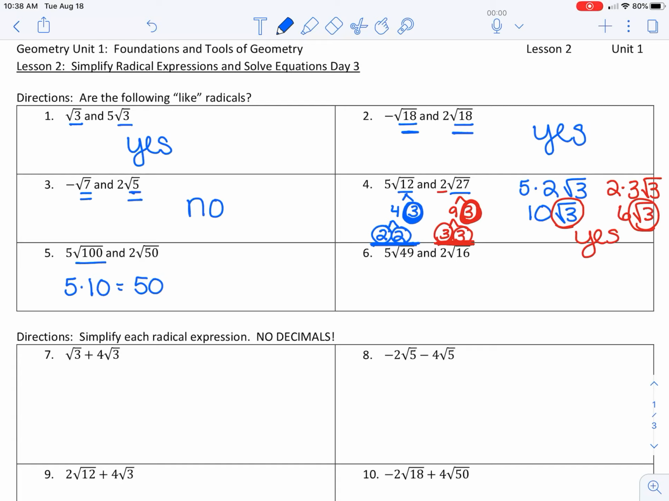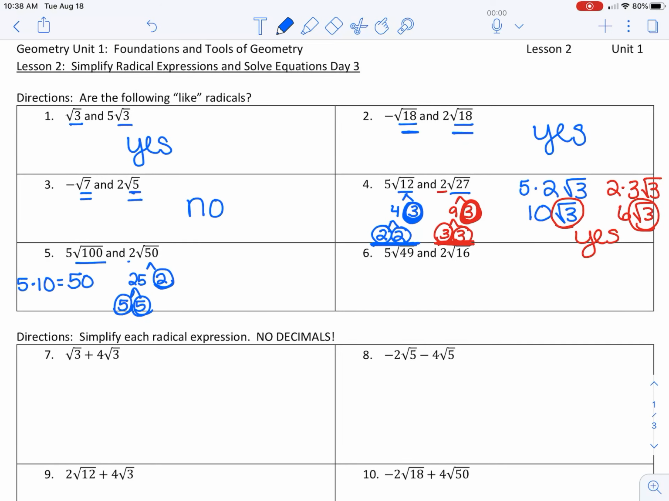And here we have 2 root 50. So let's go ahead and break that down. I'm just going to put a 50 under here. Sorry, wrote too big. So let's break that 50 down, and we can break that down to 25 and 2. 2 is prime, 25 is not, so that gets broken down into 5 and 5.